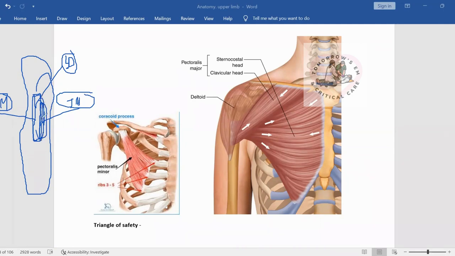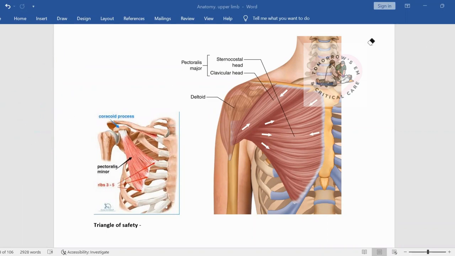In the medial wall of the bicipital groove, teres major is inserted. In the lateral wall of the bicipital groove, who will insert? Pectoralis major. In the floor of the bicipital groove, who will insert? Latissimus dorsi. So latissimus dorsi lies in between the two majors. Clear?